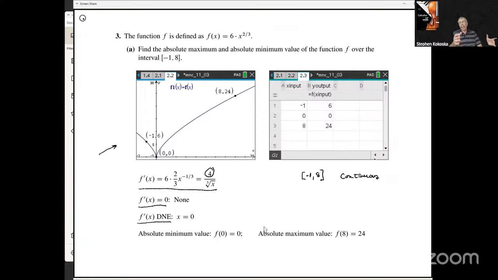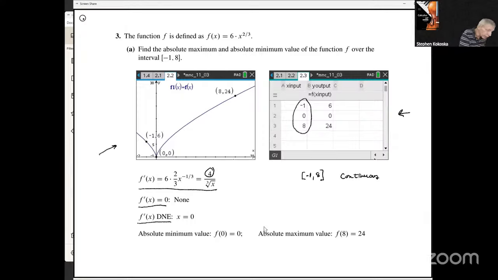Now, I created a nice table over here using the TI-Nspire. I did this in a lists and spreadsheet page, and I think this is kind of cool. I didn't show you everything that's going on behind the scenes, but I typed in those input values that I found. -1 and 8 are the endpoints, and 0 is the value of x where the derivative does not exist. And then I can simply have the TI-Nspire evaluate the function automatically at each one of those x values, and there they are.